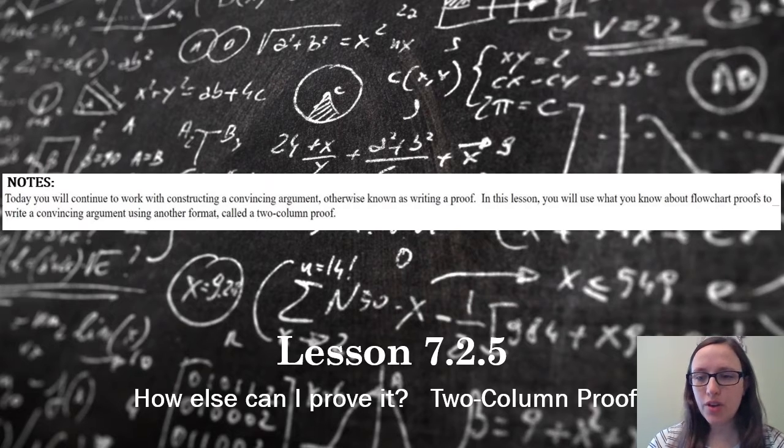This is all about two-column proofs. So far we've done flowchart proofs. Now I'm going to show you another way to write a proof.